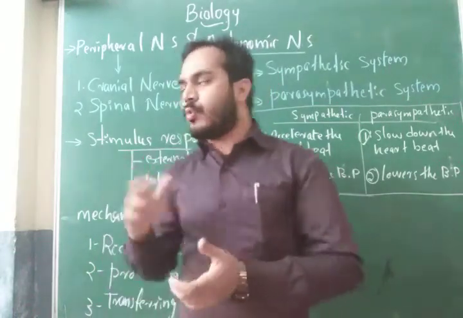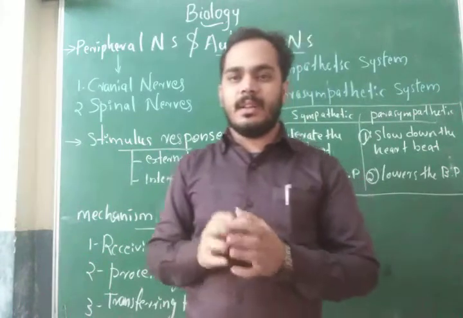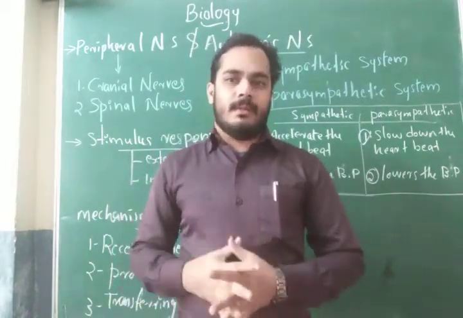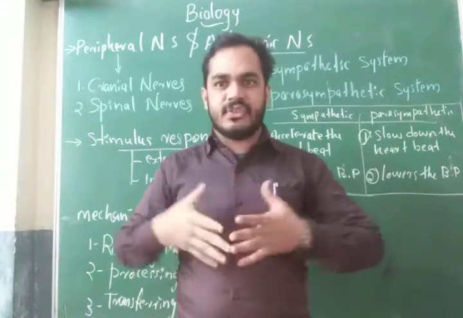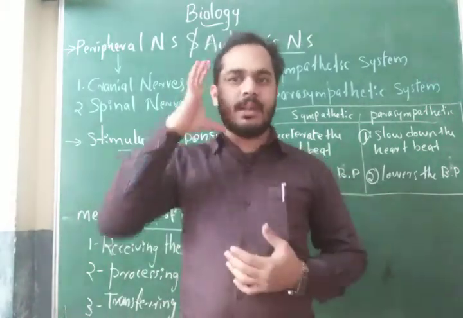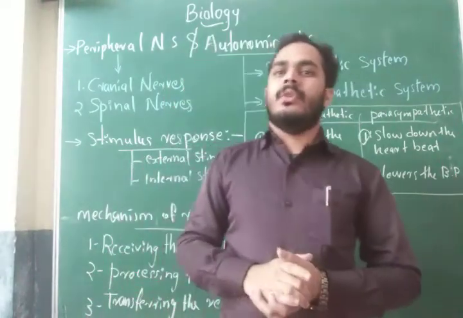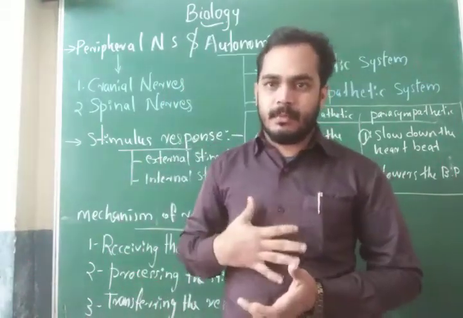And next, the spinal nerves. The spinal nerves are present all over the body, distributed all over the body except the head. There are 31 pairs of spinal nerves in the human body.